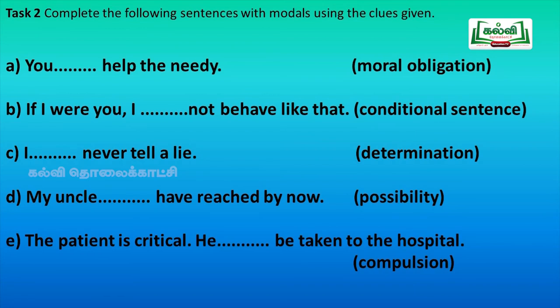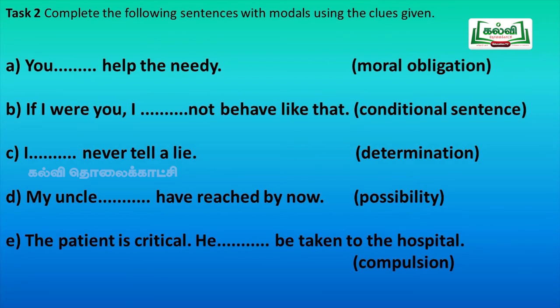Coming to the D. My uncle dash have reached by now. Here it shows possibility. Right. Yes. Already we have learned, it may rain. Right. May. My uncle may have reached by now. Right. When there is less possibility, we have to use might. Okay. Coming to the last one.